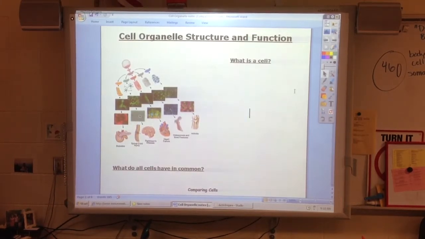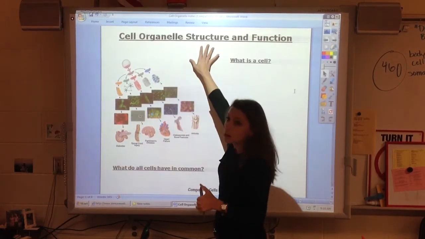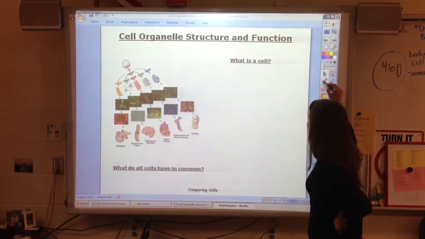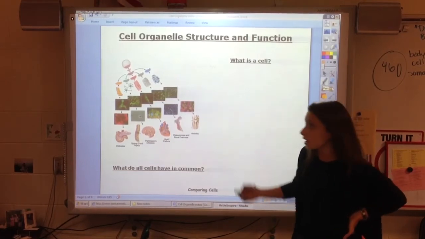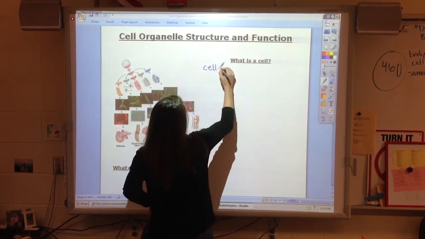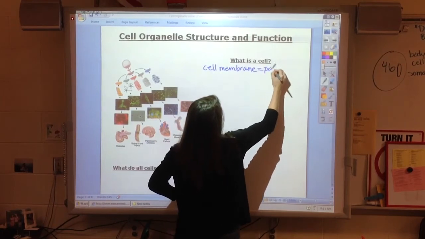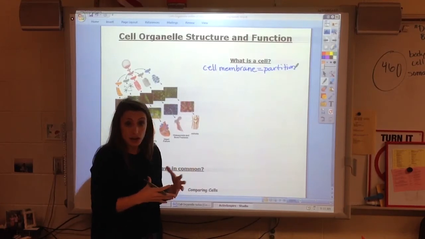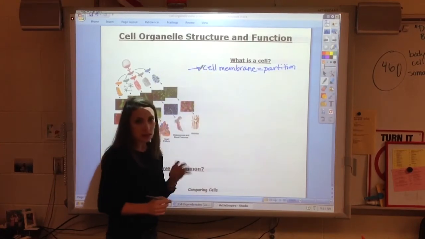This section of the notes is on the cell organelles, or the small parts inside the cells, their structure and their function. So the first thing that we want to do when we talk about cells is define what a cell is. We've been talking about the cell membrane, and the cell membrane is actually a partition. It separates the inside of an area from the outside of an area. So every cell actually has a cell membrane.